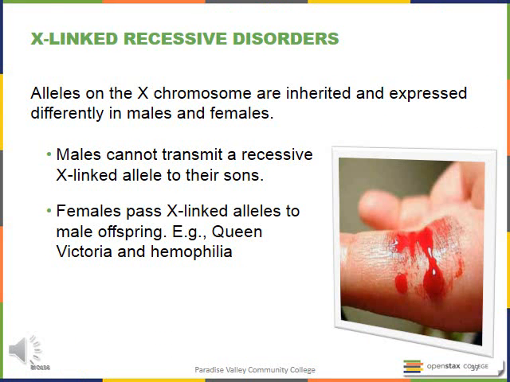Okay, now let's talk about the X chromosome. These are called X-linked disorders, and we're first going to talk about the X-linked recessive disorders. So remember, we're talking about chromosomes. If you have homologous chromosomes, you can have a recessive disorder showing, I guess you could say. And so the alleles on the X chromosome are inherited, of course, and they're expressed differently in males and females.